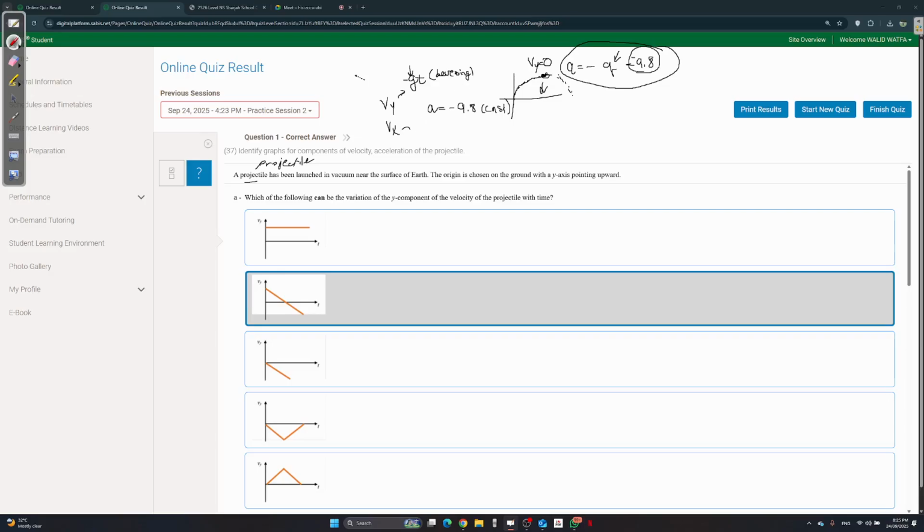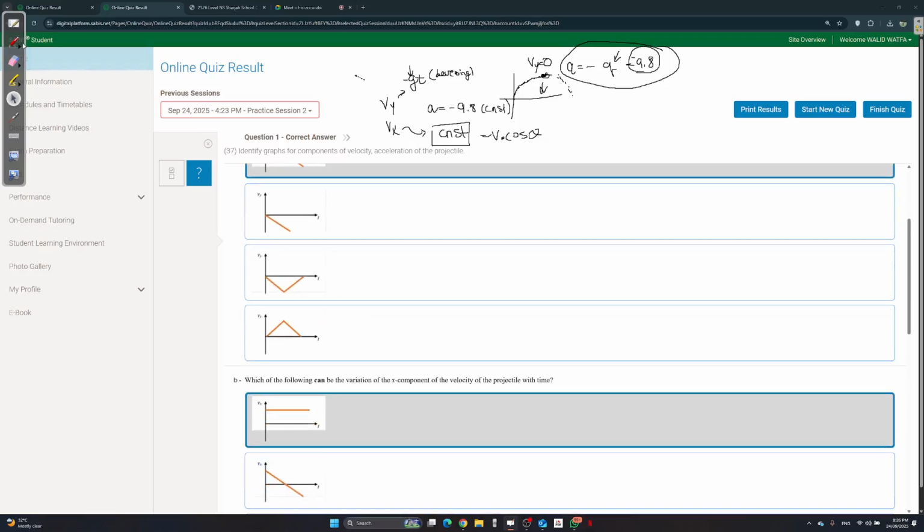How about the x component of the velocity? The x component of the velocity will always be constant, and it's actually equal to V naught cos theta. Anyways, so knowing this information, let's choose the graphs. For the y component, like I told you, it's going to be decreasing linearly. Not a curve, it has to be a line. Okay, decreasing. You might ask, why is it not this one? No, it doesn't start at 0. If it starts at 0, it starts going down to negative. That's not how it works.